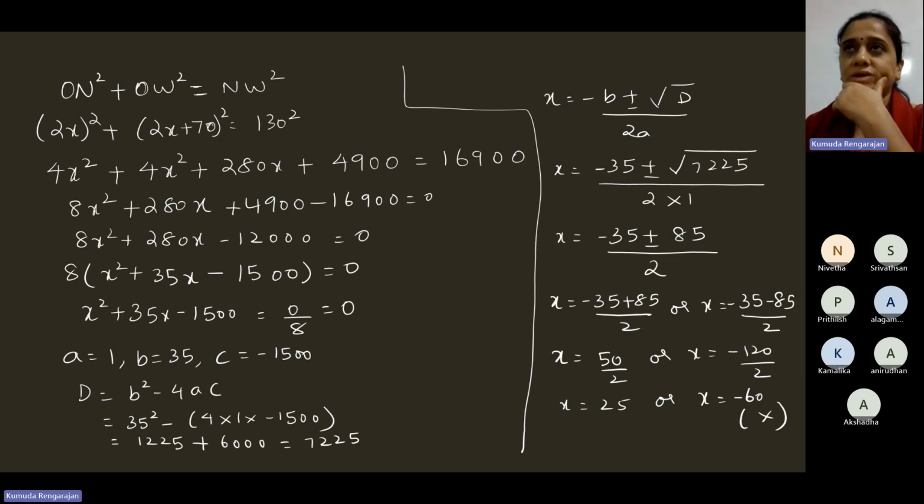So x is 25, meaning the speed of the second train is 25 kilometers per hour, and the speed of the first train is 25 plus 35, 60 kilometers per hour. You must write that. Don't stop with x. It's a word problem. You should express your answer in words. Speed of the second train is equal to 25 kilometers per hour. Speed of the first train is equal to 25 plus 35, 60 kilometers per hour.